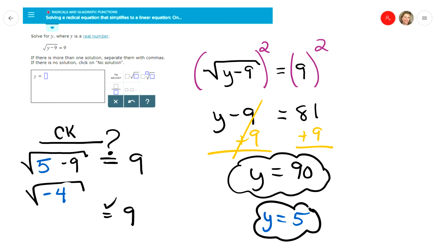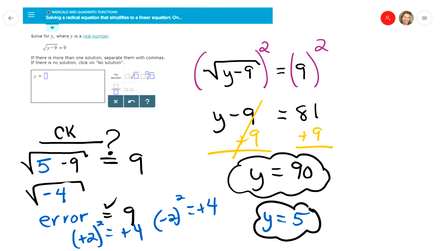I cannot take the square root of a negative 4. My calculator is going to give me an error message. That's because there is no number that when you square it will give you a negative 4. If you take a positive 2 and square it, you get a positive 4. If you take a negative 2 and square it, you also get a positive 4. There's no number that when you square it will ever give you a negative 4. So therefore, this is not a real number over here. And in that case, I would be clicking on the no solution if my answer didn't check.